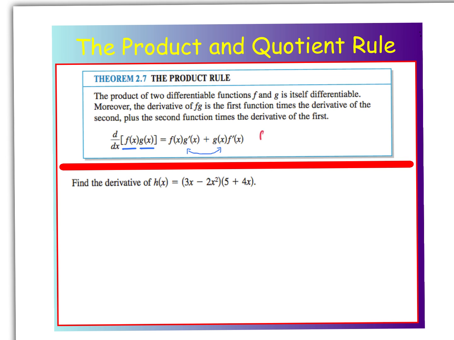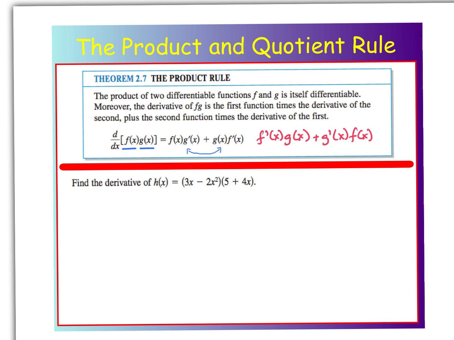And so I'm going to say the derivative of the first times the second plus the derivative of the second times the first. Okay, and so that's how we do the product rule. It's the derivative of the first times the second plus the derivative of the second times the first.